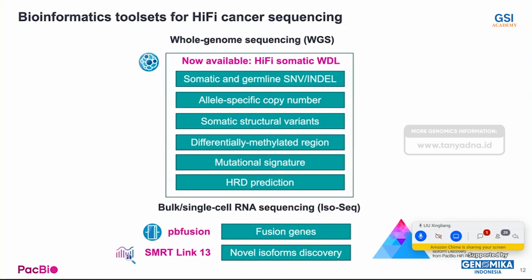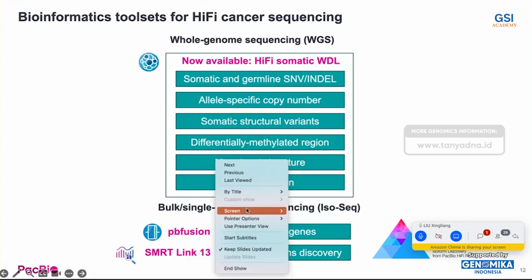PacBio has developed several pipelines covering cancer genomic, epigenomic, and transcriptomic studies. For example, we recently released a new WDL pipeline covering somatic variant analysis using tumor-normal pair samples. And we also have the isoform sequencing analysis pipeline, which has already been integrated into our officially supported bioinformatics platform, which is called SMRT Link.